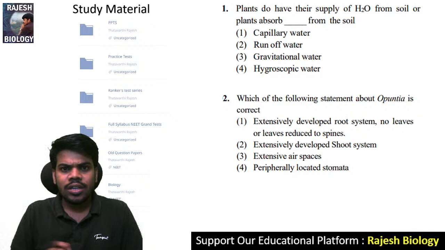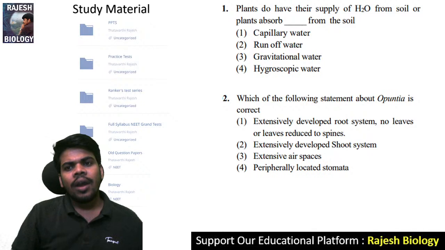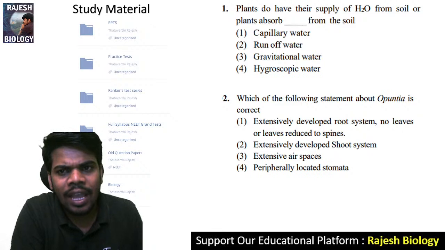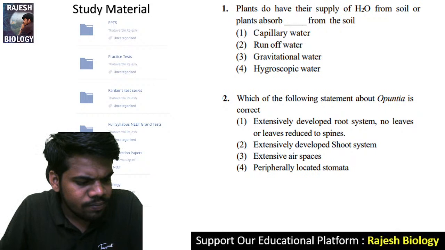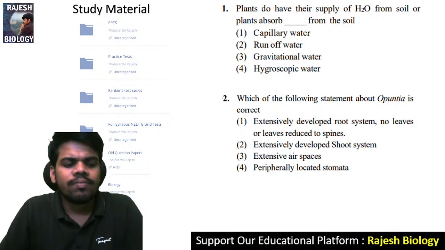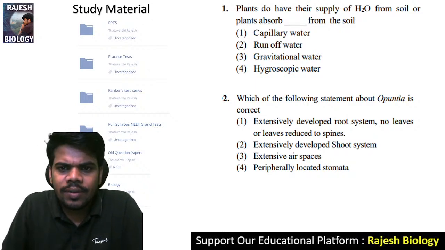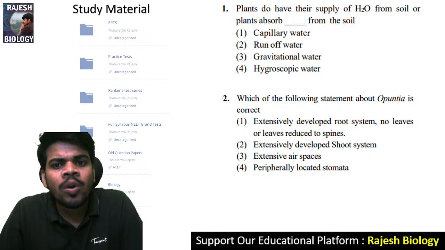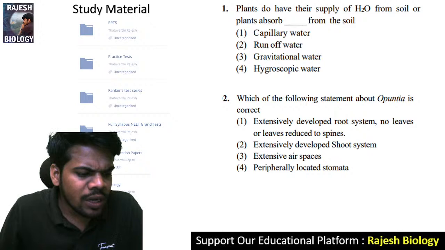So these are the questions, Jnaneshwari. Question number one: plants absorb dash from the soil. What is it: capillary water from the soil, runoff water from the soil, gravitational water from the soil, or hygroscopic water from the soil? Yes, Jnaneshwari, you are right. That is capillary water.